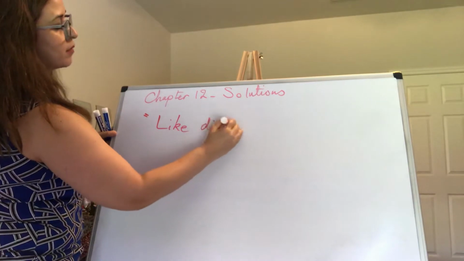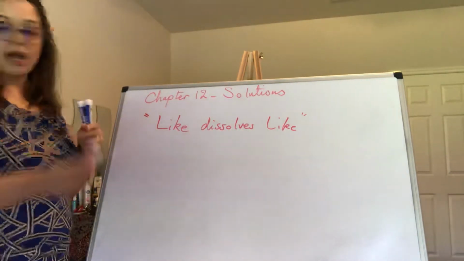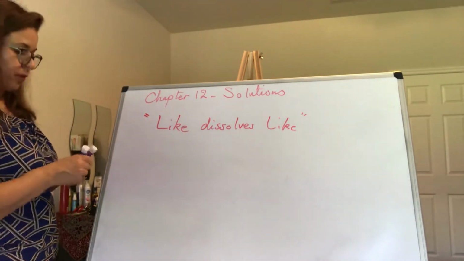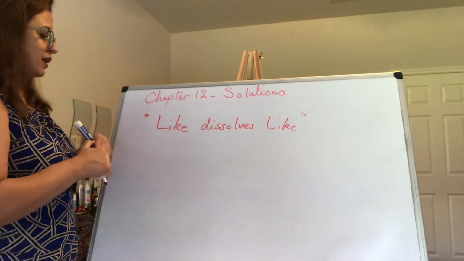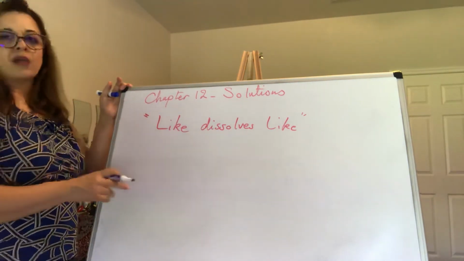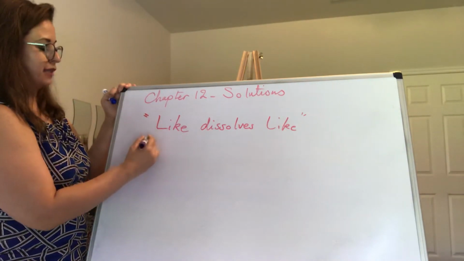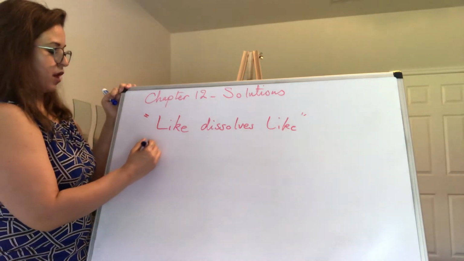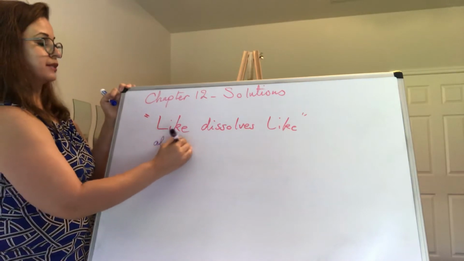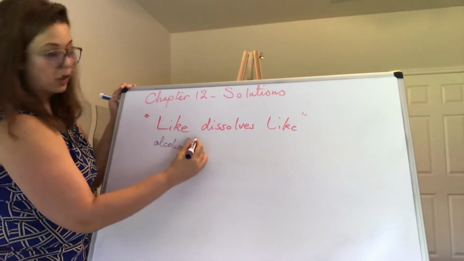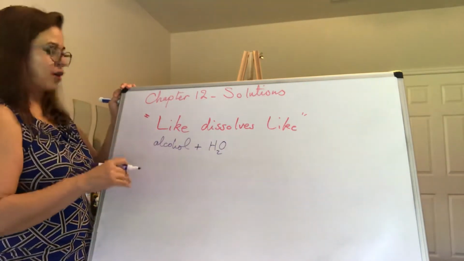Like dissolves like. We all know it from school days. What does that mean? It means that compounds with similar intermolecular forces, you remember intermolecular forces from Chem 1, will dissolve in compounds with similar forces. So basically, let's just go with alcohol. Alcohol is miscible, or mixable, in water. Why? Because both of their intermolecular forces are similar.